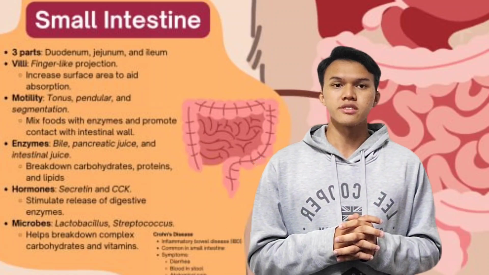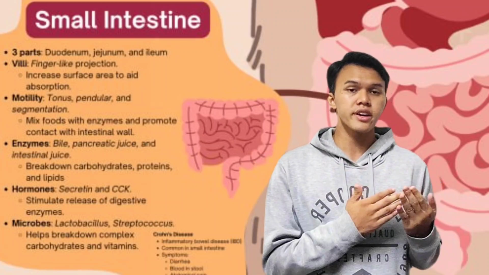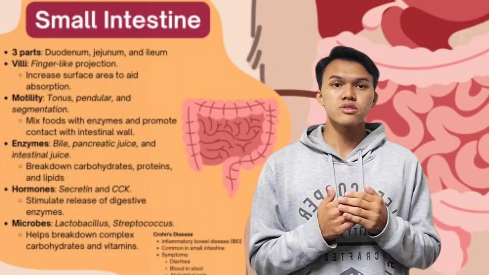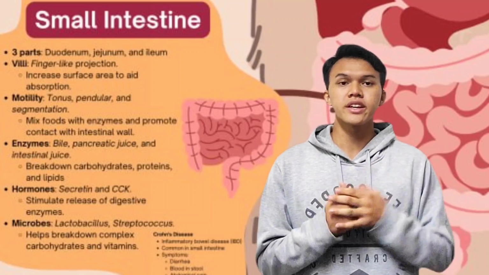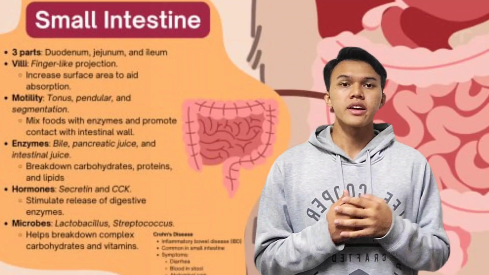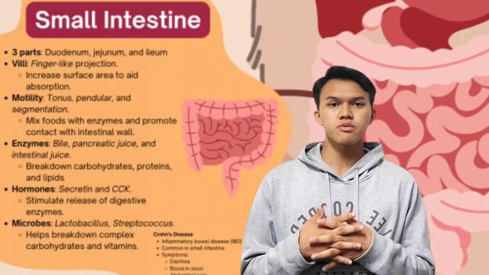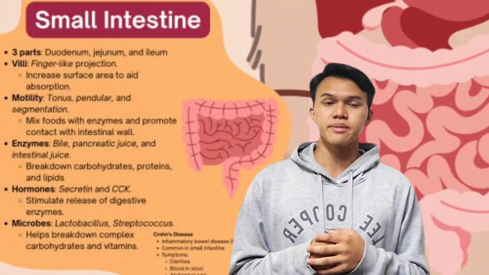And then we have enzymes such as bile, pancreatic juice, and also intestinal juice in order to break down carbohydrates, protein, and also lipids. Next, we have hormones such as secretin and CCK, which stimulate the release of digestive enzymes. And there are microbes in our small intestine such as lactobacillus and also streptococcus in order to help break down complex carbohydrates and also vitamins.